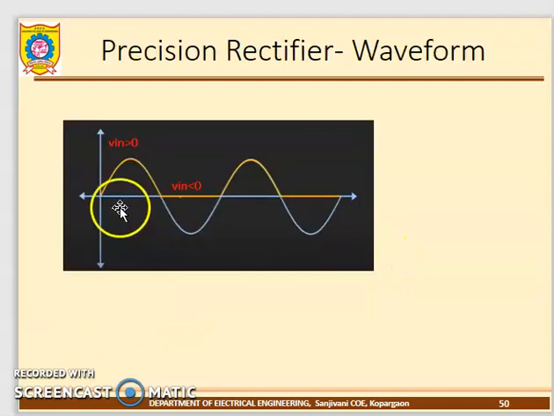So you are going to draw the waveform. Mode 1 is V in greater than 0, where the output voltage is similar to the input voltage. Mode 2 is 0. So this is about the precision rectifier.